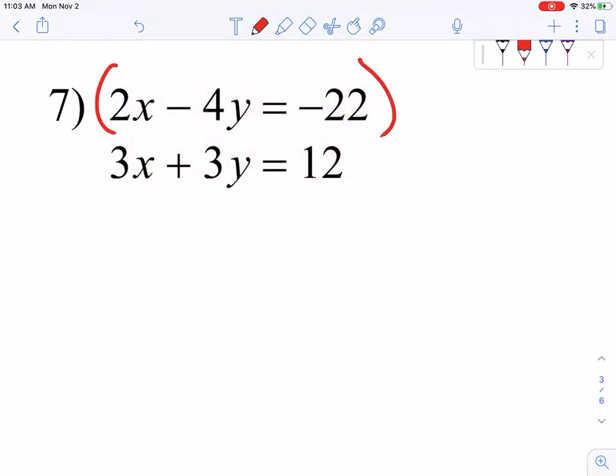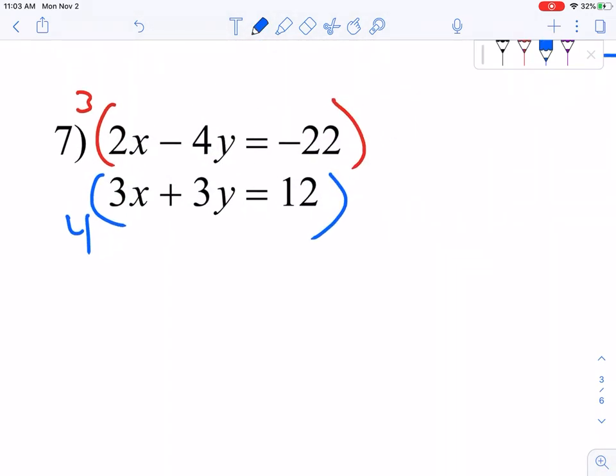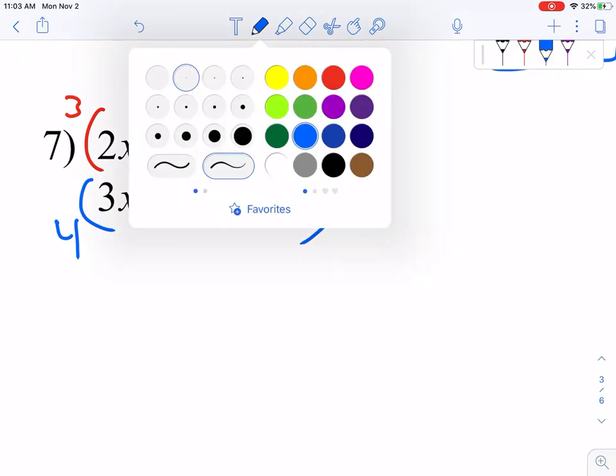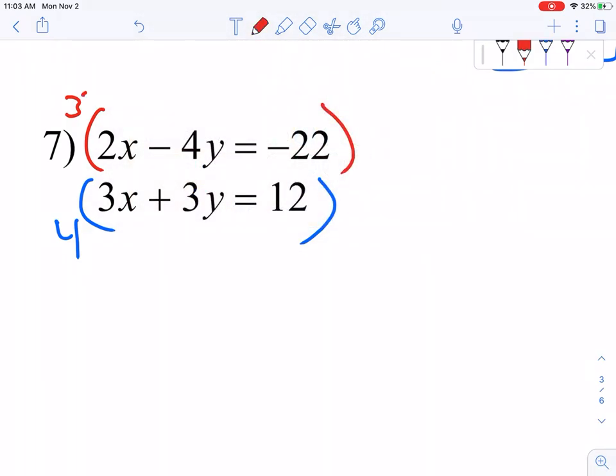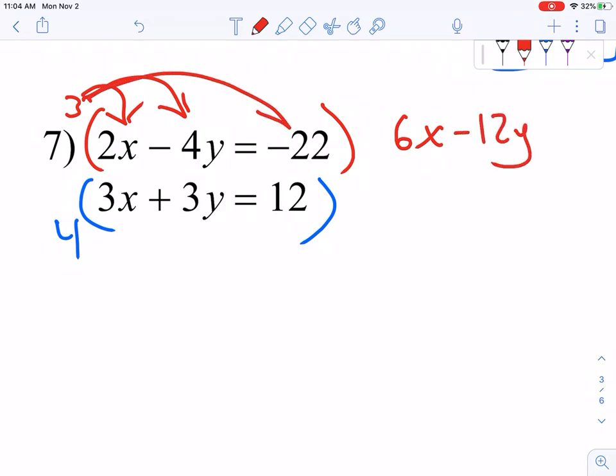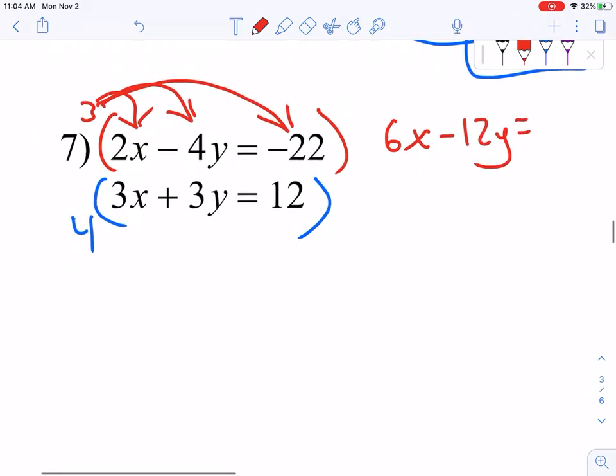And it'll work either way, but I'm going to take a 3 and multiply that to the top. I'm going to take a 4 and multiply that to the bottom. That's going to turn them both into 12y. 3 times 2x is 6x. 3 times negative 4y is going to give us negative 12y. And 3 times negative 22 is going to give us negative 66.